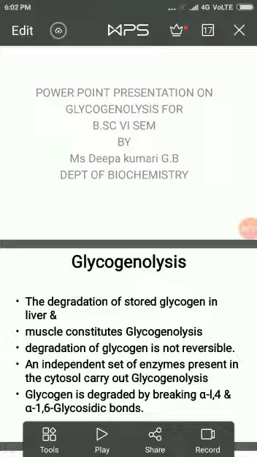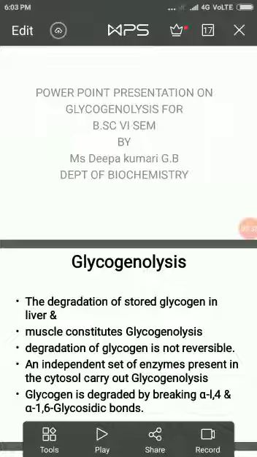So what do you mean by glycogenolysis? It is nothing but, once after the synthesis of glycogen, it has to be broken down. When the body is in demand for glucose, this glycogen is going to break up into glucose. So the degradation of stored glycogen in the muscle and the liver results in glycogenolysis.